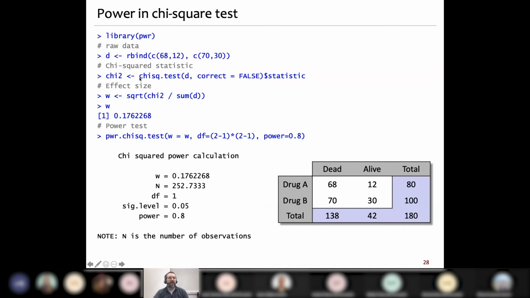You perform a chi-square test just to get a chi-square test statistic, and then find the effect size. This is what I showed you earlier in this table. This is the square root of chi-square divided by the total number of data points. This is the sum of all counts, which is 180. And when you find it, you can do pwr.chisq.test, providing the effect size, number of degrees of freedom, and requested power. And it will tell you that if you want to detect this effect size as in this table, you need at least 250 or so data points. We have 180. So this particular experiment is slightly underpowered.